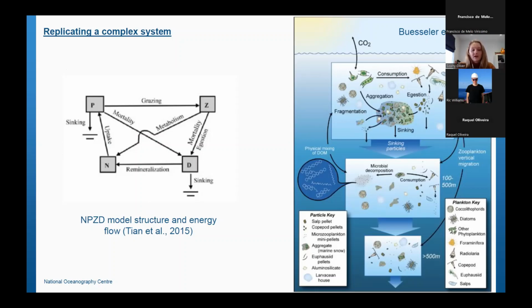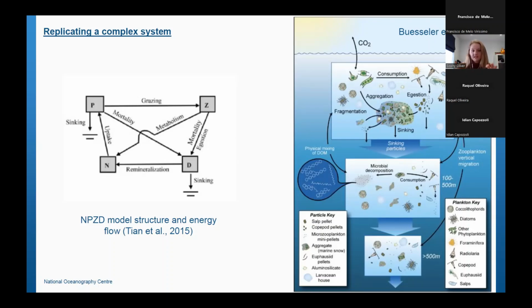A lot of them build on this NPZD structure, where we have 4 boxes, one for the nutrient that will be the core of the model, for example something like nitrate or phosphate. And then you have a phytoplankton box, zooplankton, and detritus. Stuff can get shared or transported between these boxes, depending on whether there's grazing or mortality or remineralization. This forms the base of a lot of biogeochemical models, and the more complex the model, maybe the more boxes and interactions there are.